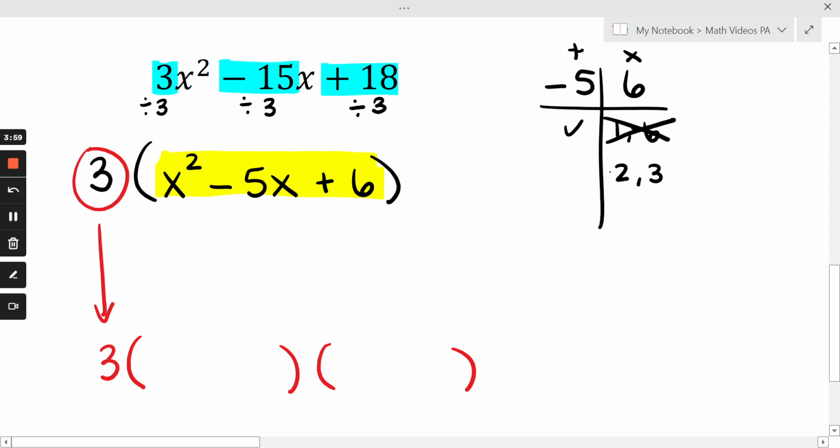2 and 3, they would both have to be negative in order for it to get me a negative 5 when I combine them. And when I multiply, it still gets me a positive. So this works for both. So I'm going to go ahead and drop those right into my answer. I have an x minus 2 and an x minus 3. And that would be your final factored problem.